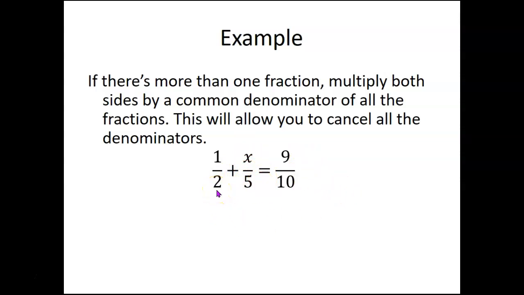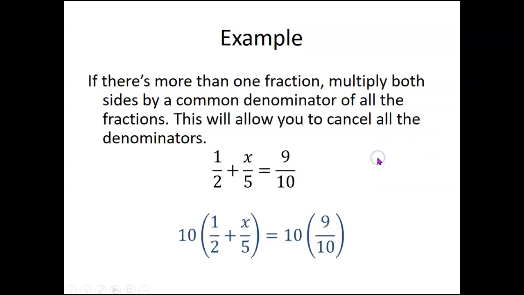So in this example here, 1/2 plus x/5 equals 9/10. We've got denominators 2, 5, 10. We need something that's a multiple of all of those. It has to be divisible by 2, and divisible by 5, and divisible by 10. Well, 10 would work. 10 is divisible by all of those numbers. So let's multiply both sides by 10. 10 times (1/2 plus x/5) equals 10 times 9/10.